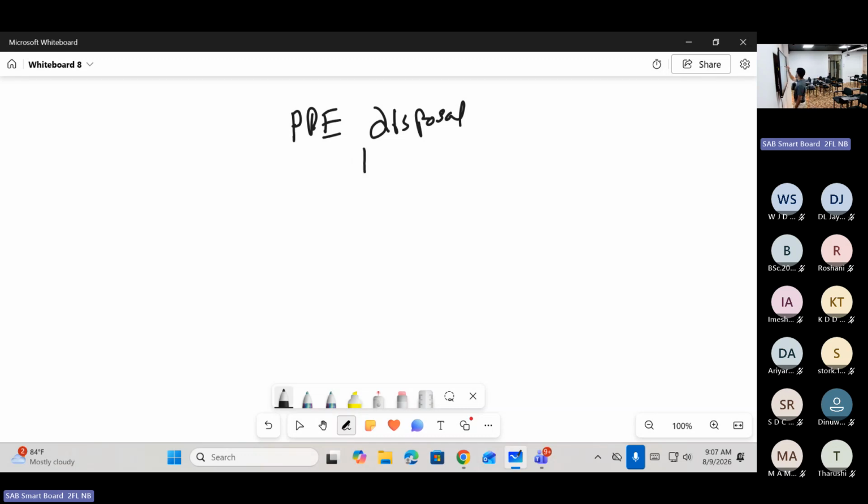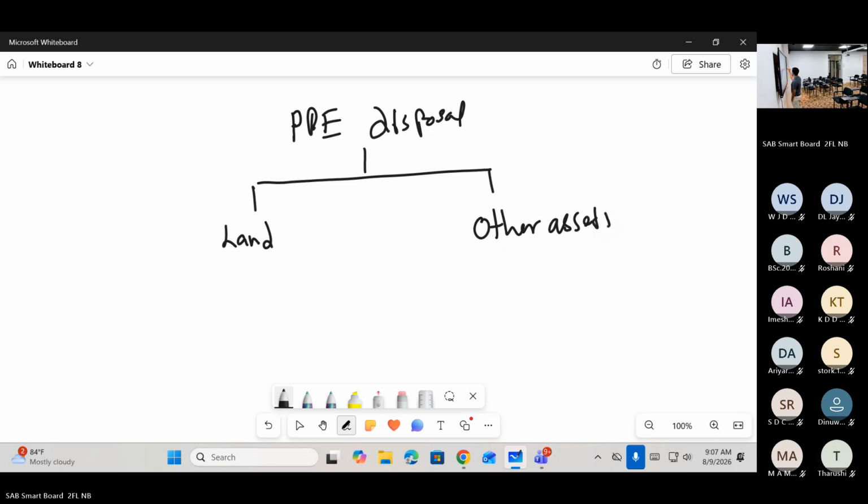PP&E disposal. It will be a land, right? It will be another asset, other owner method depreciable asset. That's very important. Make my land under the end. Land depreciate, we are not going to depreciate land, right?